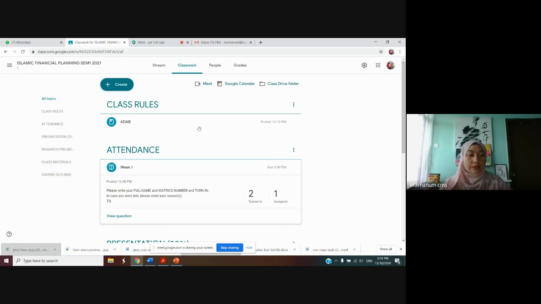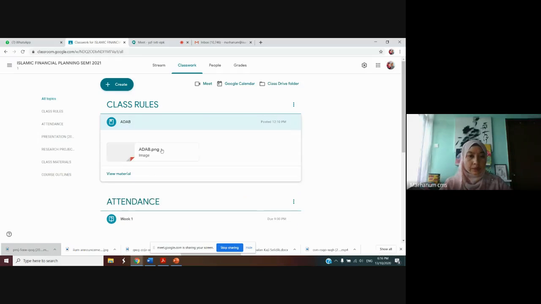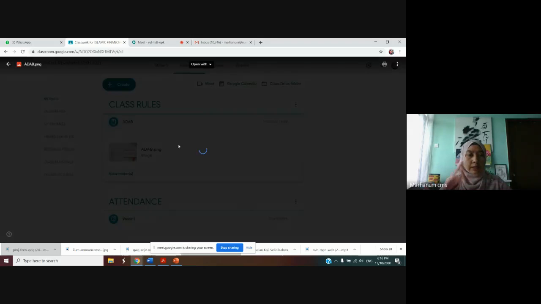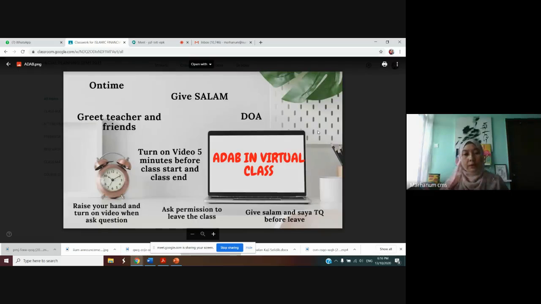So first things first, the class rules that you need to follow throughout the semester. This is what I call adab or ethics, Islamic ethics. Even though we are meeting online, not face to face, we are still sitting in one majlis, a majlis ilmu, in a class. Let's imagine that we are now sitting in class at IIUM, an evening class.